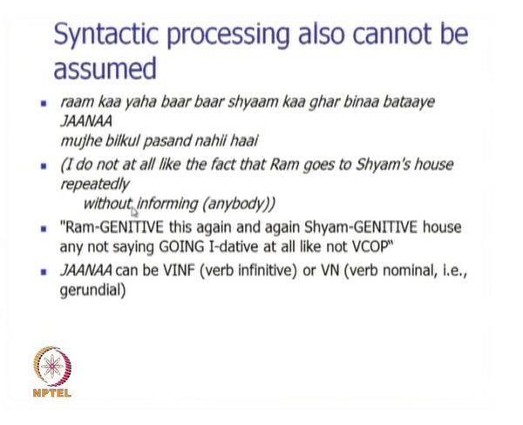So, this is a grammatical analysis of the words in the sentence, and we have capitalized the word which needs to be disambiguated with respect to part of speech. Now, we look at this jana and say that jana can be a verb in infinitive. Okay. Or it could be a gerundial, verb nominal. Okay. So, let me explain these two terms to you by writing on the paper.